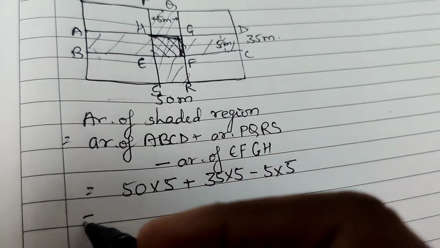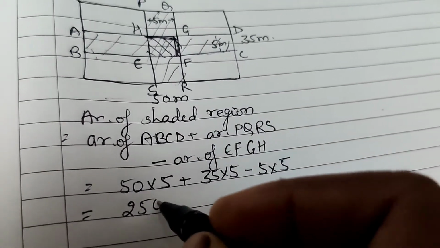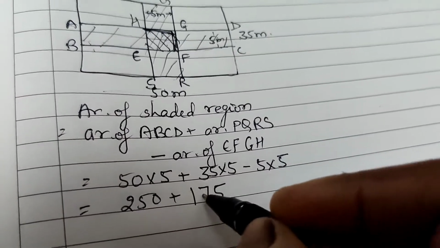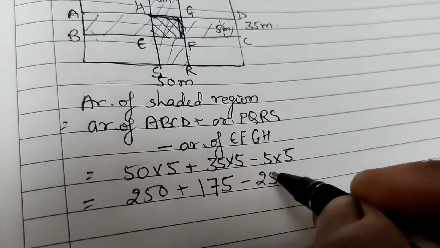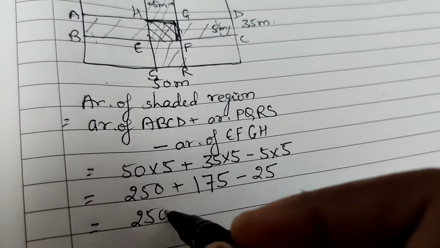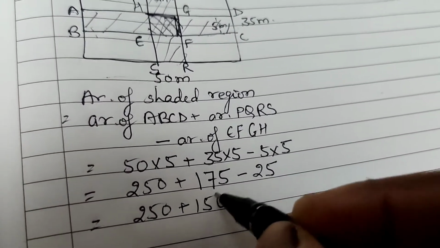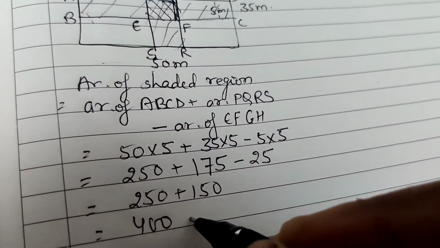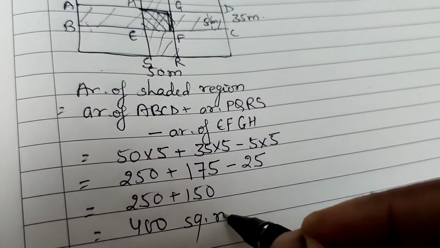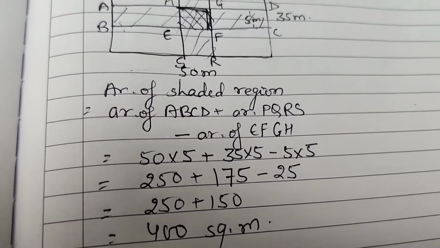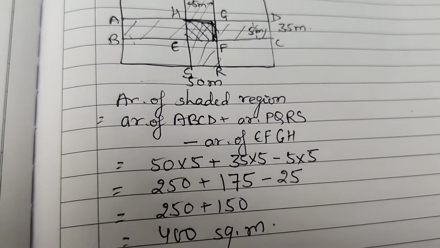Now solve. 250 plus 175 minus 25. Okay. 250 plus 150. The answer is 400 square meter. Okay, this is the area of shaded region. Simple question.